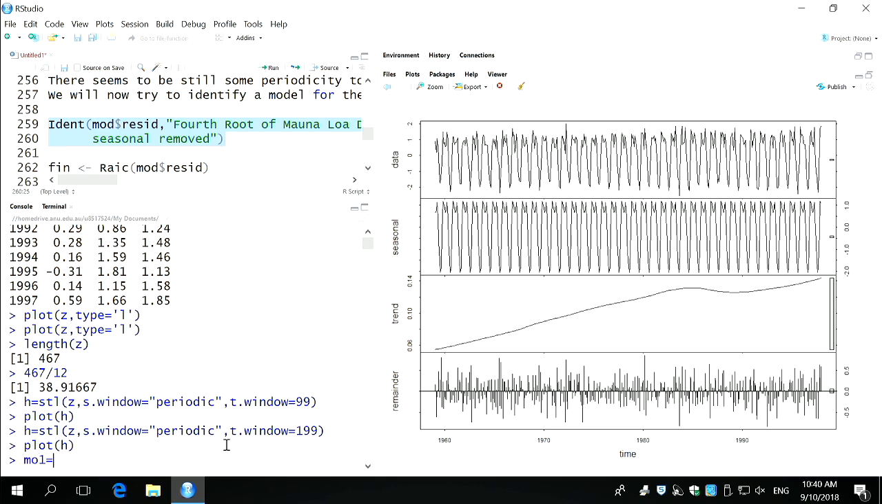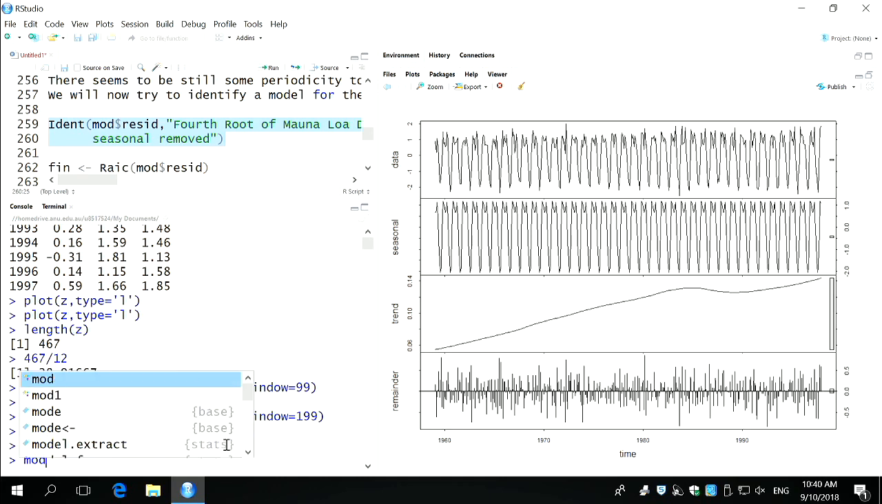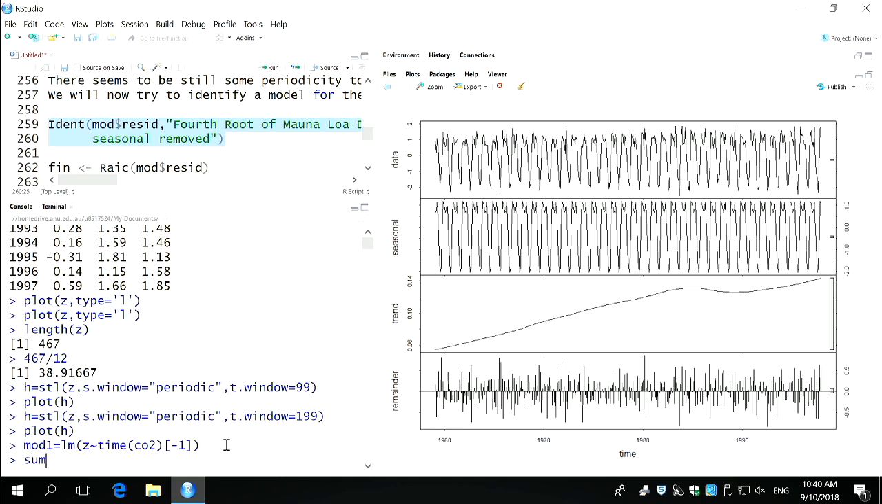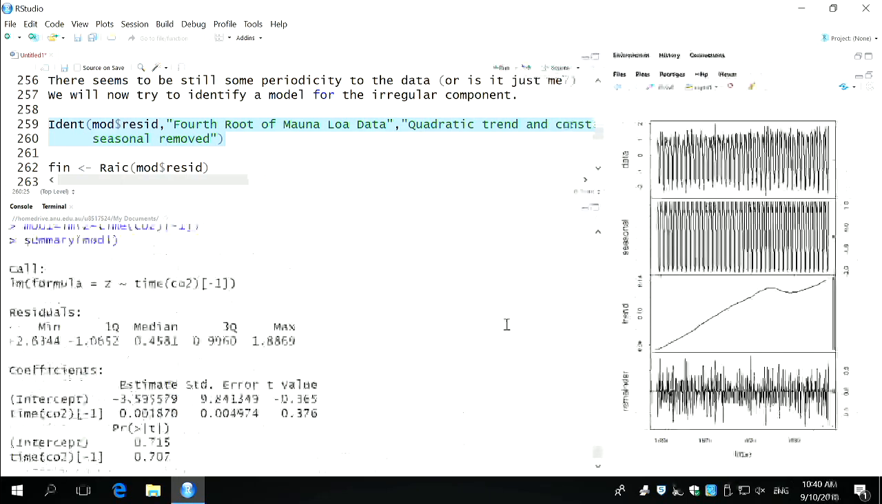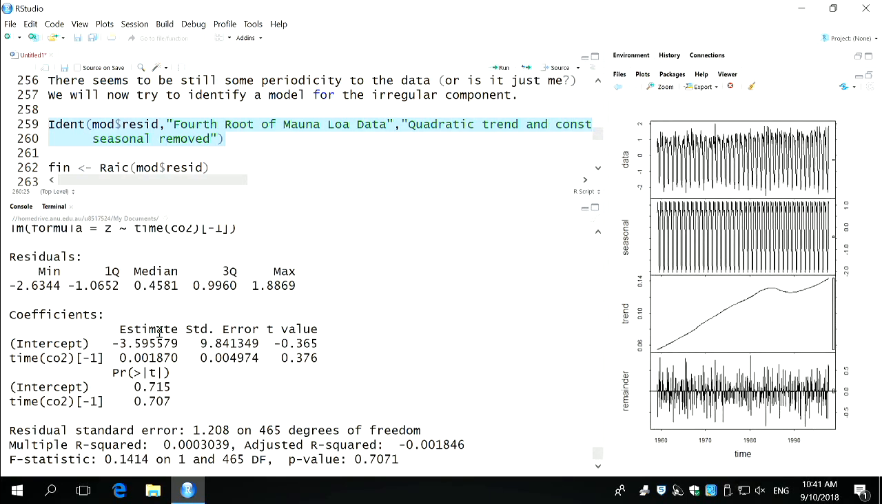So mod 1 equals Lm Z tilde time CO2. I'm going to have to remove the first element, because the differences have one fewer. Okay, mod 1, a summary of mod 1. You can see it's really these windows. Let's make it bigger. So I fit a linear trend. Now have a look at this.